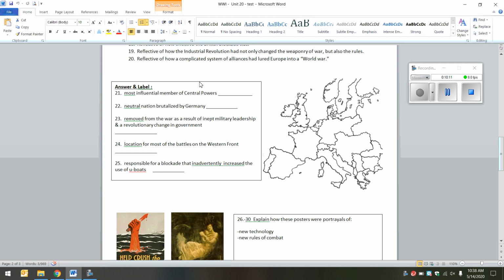So the most influential member of the Central Powers, well, that's got to be one of the countries in the middle. And the country in the middle was Germany. So when you label on the map, number 21, Germany, should go right here. I'm kind of moving my arrow here. Okay, a neutral nation brutalized by Germany. Well, the neutral nation that Germany invaded through to get to France was Belgium, right here. You can see where my mouse is, that little spot.